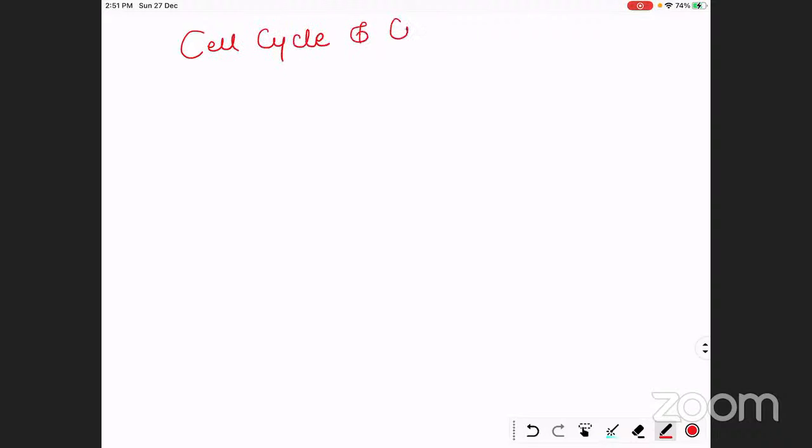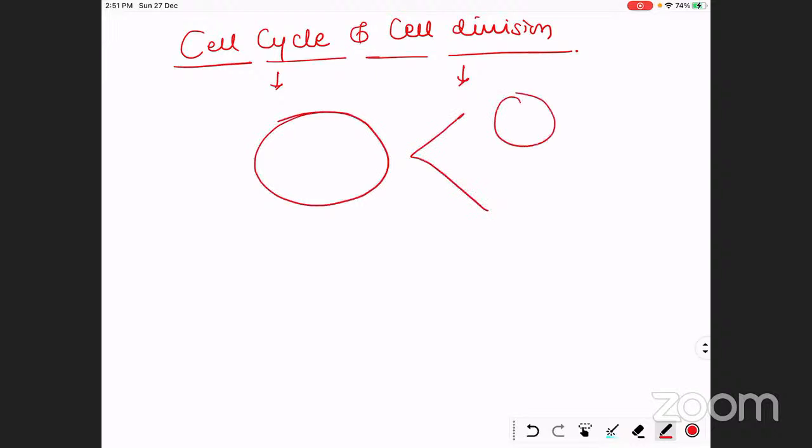Cell cycle and cell division. Now, what is the cell cycle and what is cell division? As you know, we have a cell, we divide into two daughter cells. Simple, this process is the cell division. A parent cell divides into two daughter cells, the cell division.